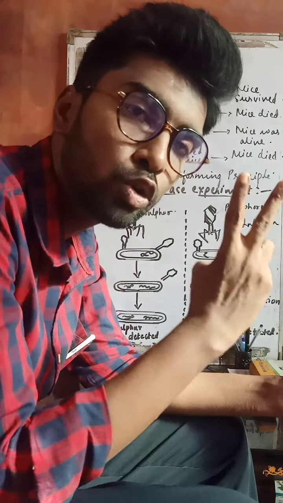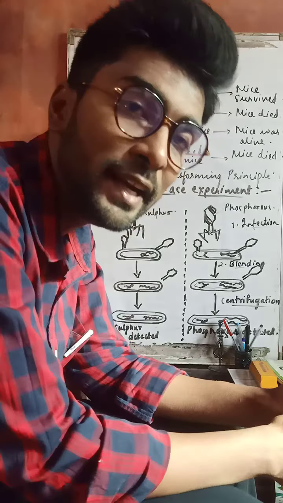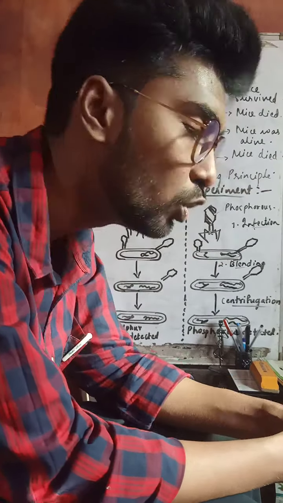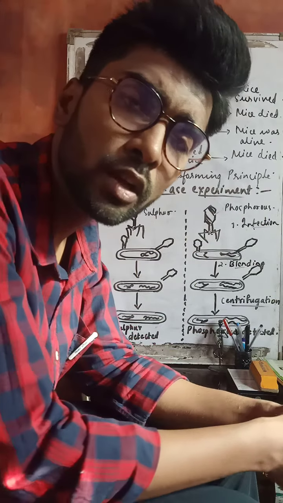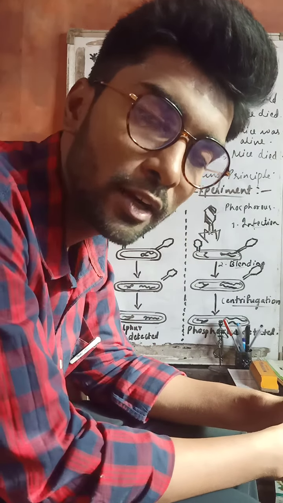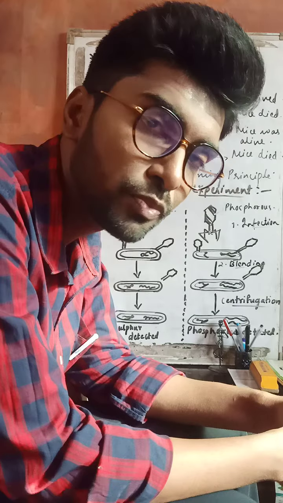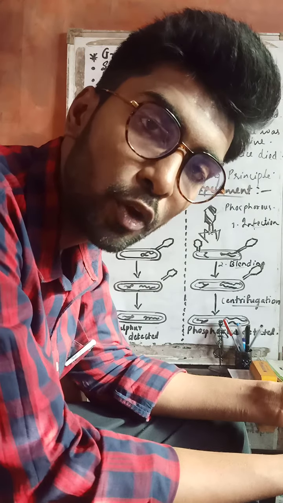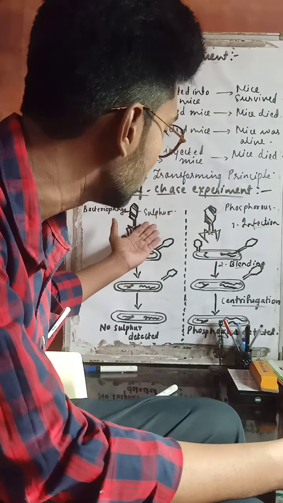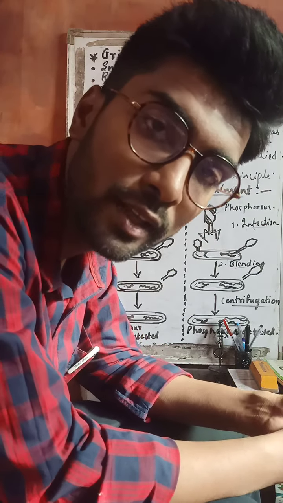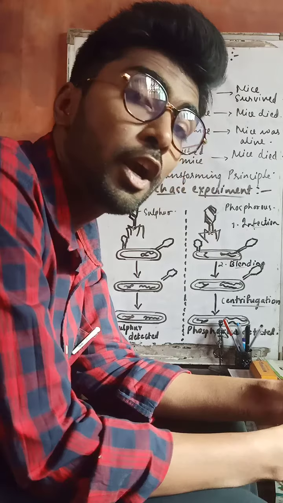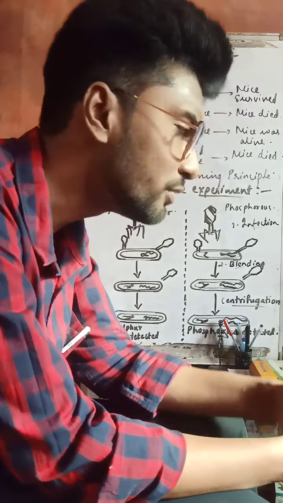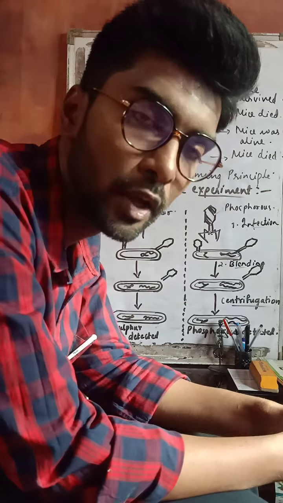So he took two different types of medium. Medium 1 containing radioactive phosphorus, that is P32, and medium 2 containing radioactive sulfur, that is S35. Right? So two different mediums were taken. Now the viruses were grown in these two mediums, that is the phosphorus medium and the sulfur medium.